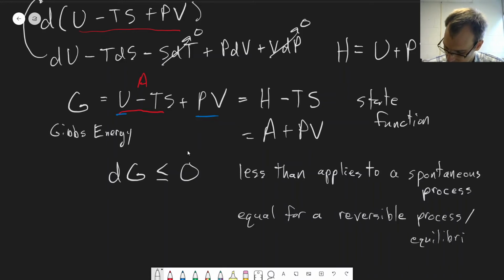And this idea of the change in Gibbs energy being equal to 0 for equilibrium is something that we're going to come back to quite a bit in this class. All right, so we'll go ahead and pause there and again, look at more implications of this in the next video.